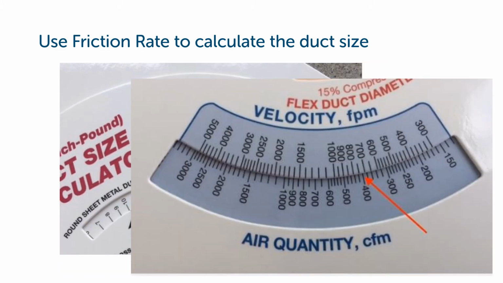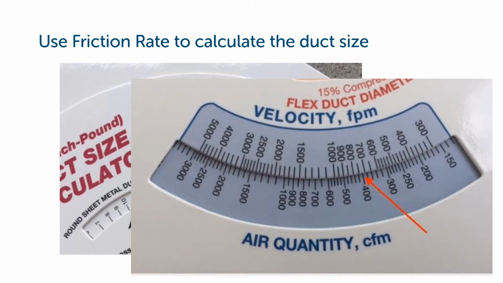Here's a different part of the duct calculator that we use to figure velocity. The duct calculator gives us velocity at a given CFM for a specific duct size. And we need to check the velocity to make sure it's not too high or too low.